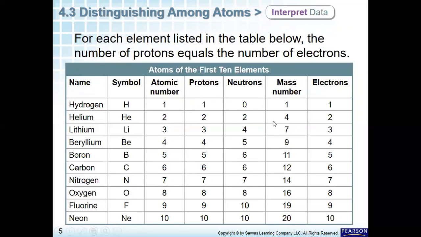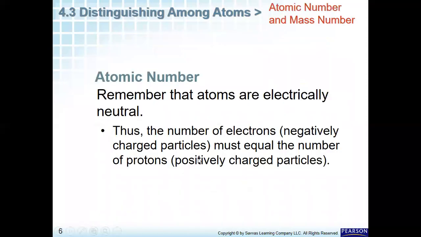Let's take something more complicated. For boron here, we have 5 protons and 6 neutrons, so the mass number for it will be 11, although the atomic number is 5 because it's the number of protons only. That's it, guys. So for atomic number, remember that atoms are electrically neutral, so the number of negatively charged electrons and positively charged protons are equal.